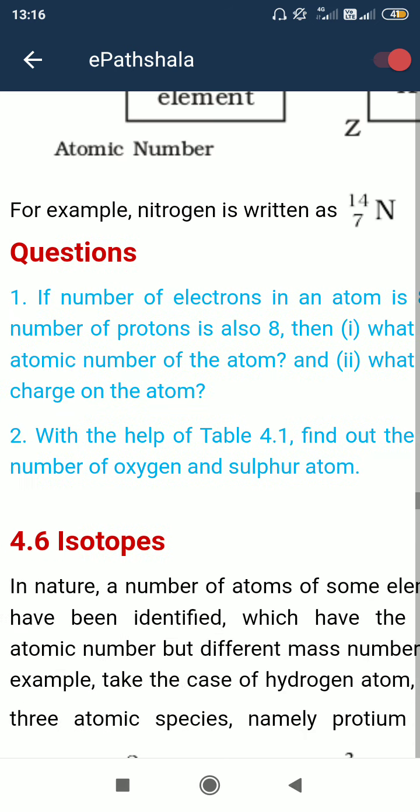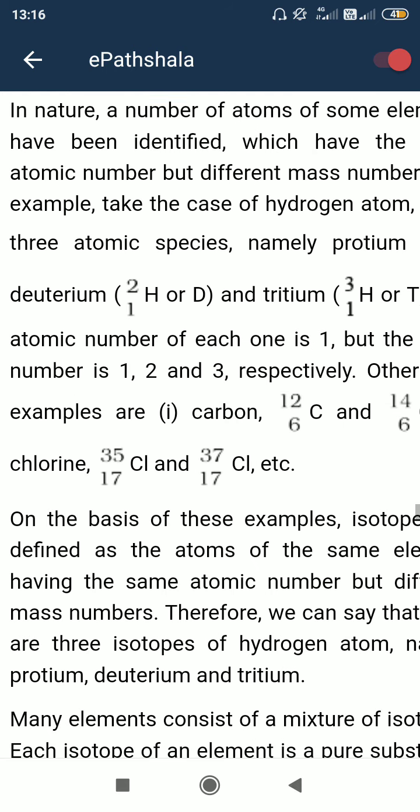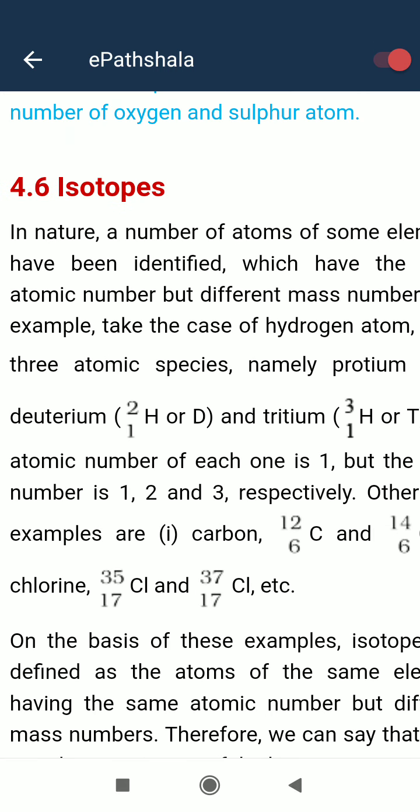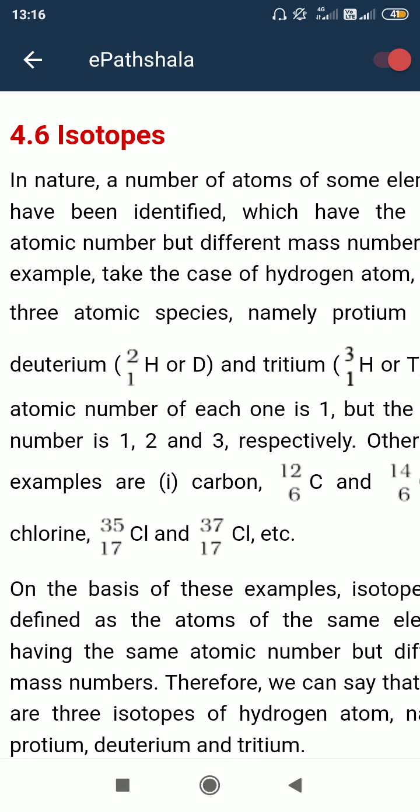Okay, so the next one is isotope. Here, in the word isotope we have P. We can remember that P is denoting proton number. So iso means equal, and the P refers to proton number. So isotope means same proton number. Those elements which have the same proton number but different neutron number are known as isotopes.